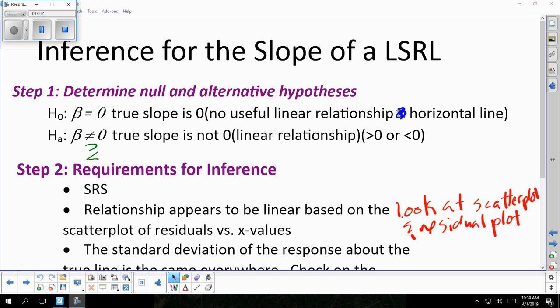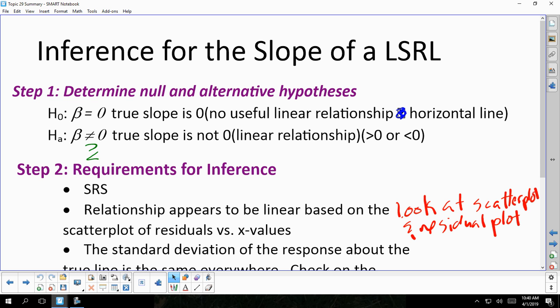Topic 29 is on inference for the slope of the regression line. So just as we looked at the relationship between two categorical variables using the chi-squared test of independence, we want to see if there's a useful relationship between the two quantitative variables in a least squares regression line. In order to do this, we're going to test the slope.